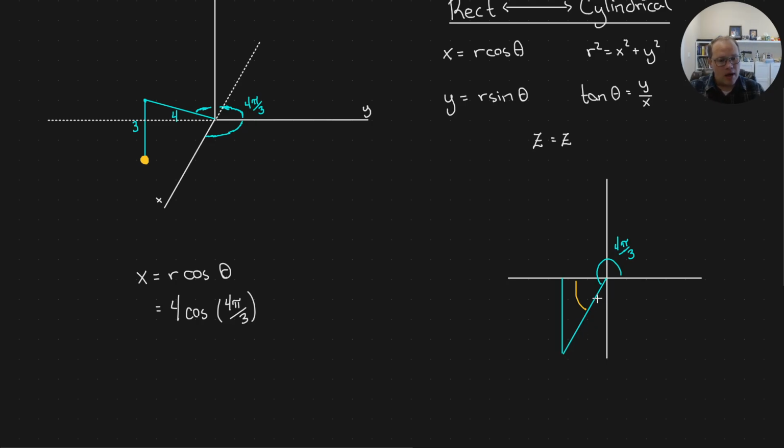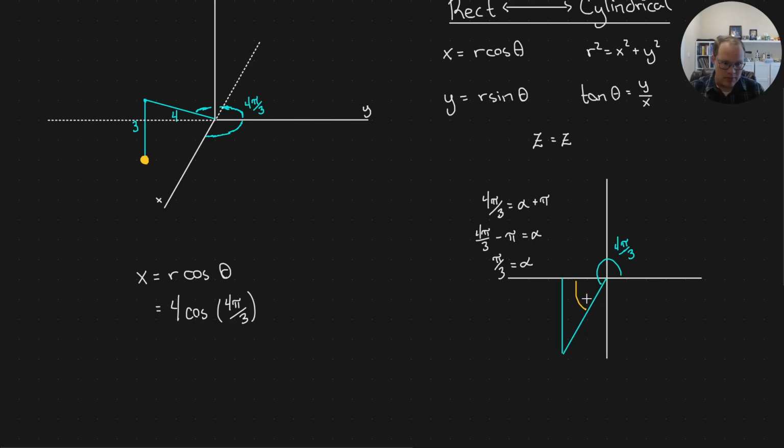Okay, so in this case, I notice 4 pi over 3 is half a circle plus the reference angle I'm looking for. So 4 pi over 3 is equal to alpha plus pi. If I subtract pi from both sides, 4 pi over 3 minus pi is my alpha. Pi is 3 pi over 3, getting a common denominator. 4 pi over 3 minus 3 pi over 3 is just pi over 3.